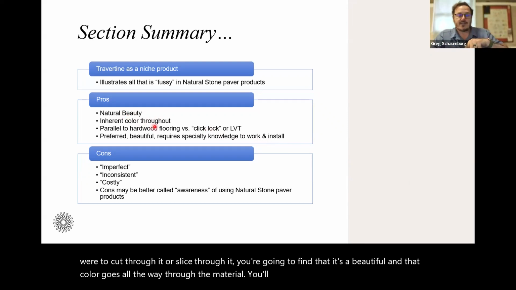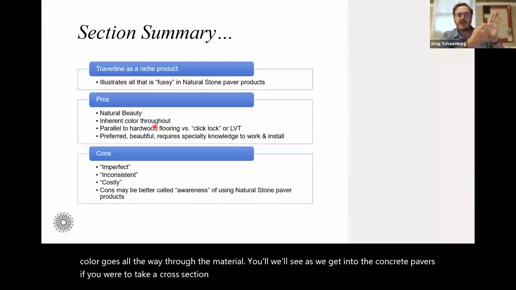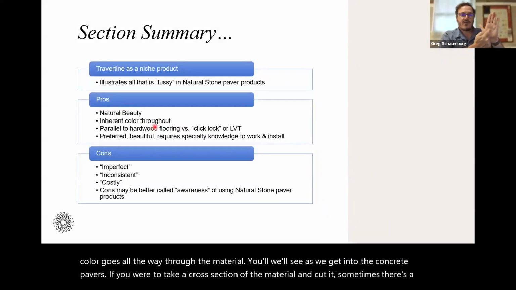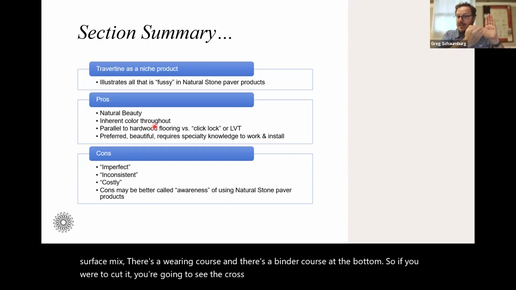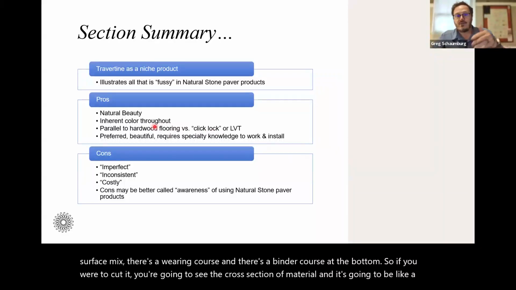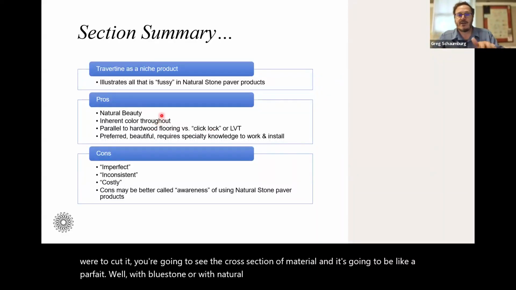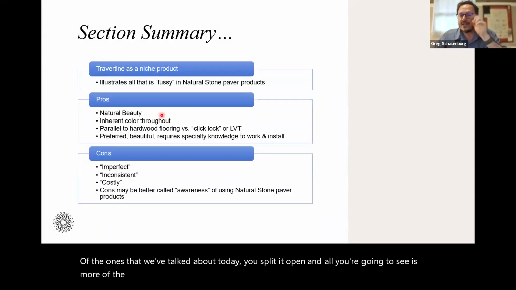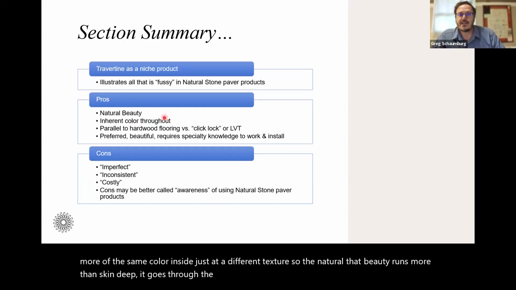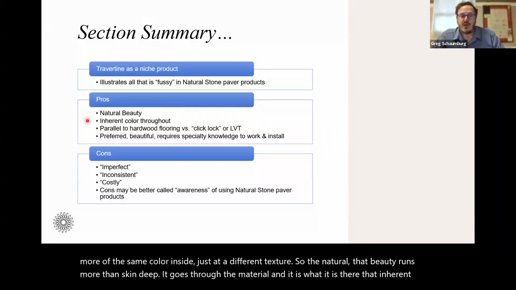We'll see as we get into the concrete pavers, if you were to take a cross section of the material and cut it, sometimes there's a surface mix, a wearing course, and a binder course at the bottom. So if you were to cut it, you're going to see the cross section of material, and it's going to be like a parfait. Well, with bluestone or with natural stone or any of the ones that we've talked about today, you split it open, and all you're going to see is more of the same color inside, just at a different texture. So that beauty runs more than skin deep. It goes through the material, and it is what it is. That inherent color is throughout the material.